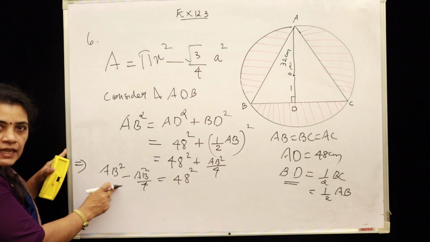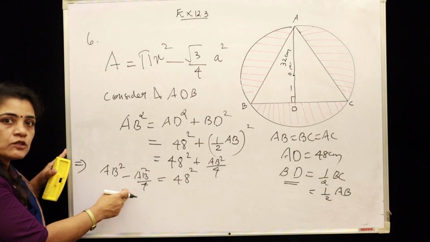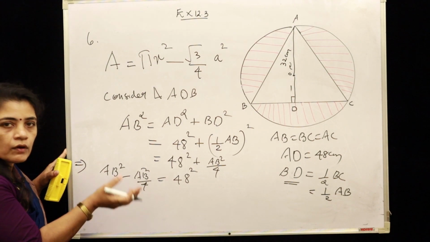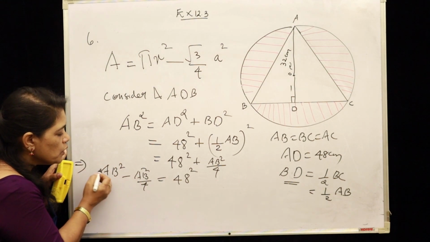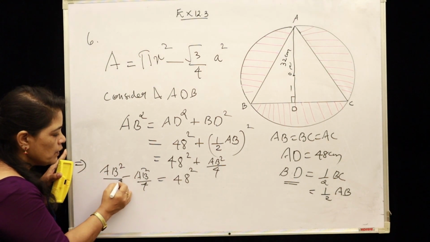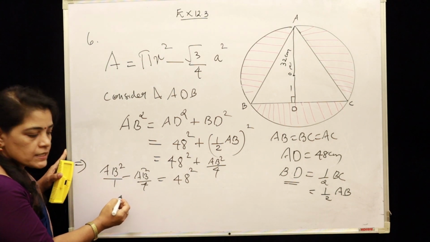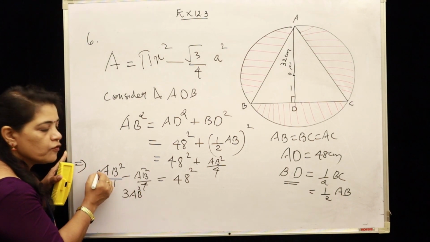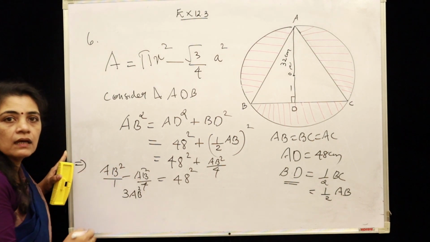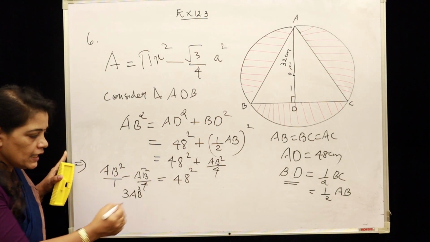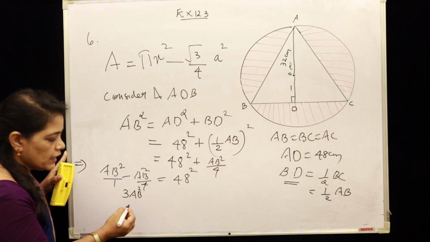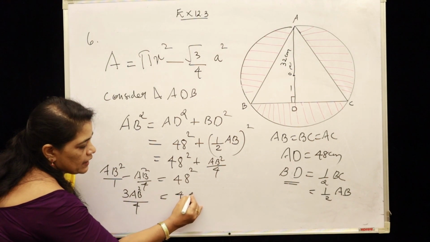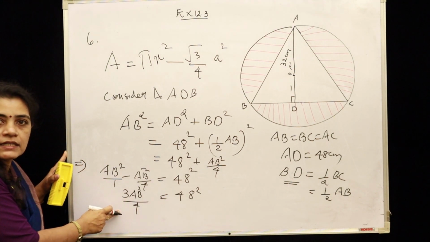Since they are connected by plus or minus, you have to cross multiply. If it is into, you can reduce. Okay, I think that is clear to you. So 4AB square minus AB square is 3AB square, divided by 1 into 4, that is 4. This is equal to 48 square. This step is clear, children.